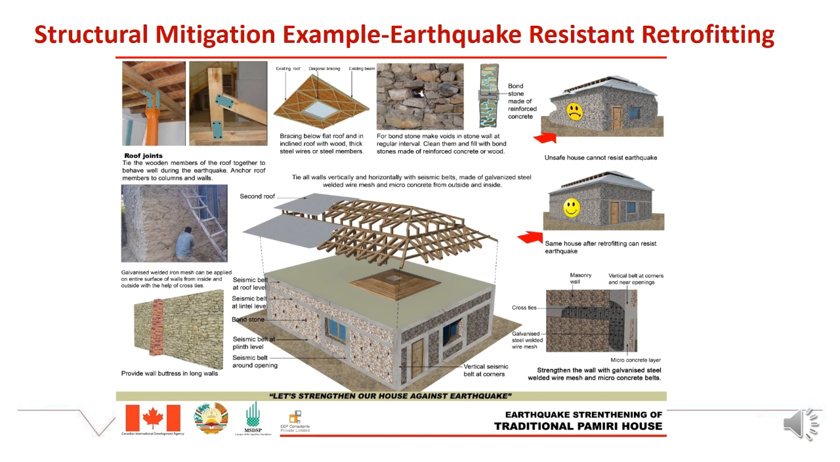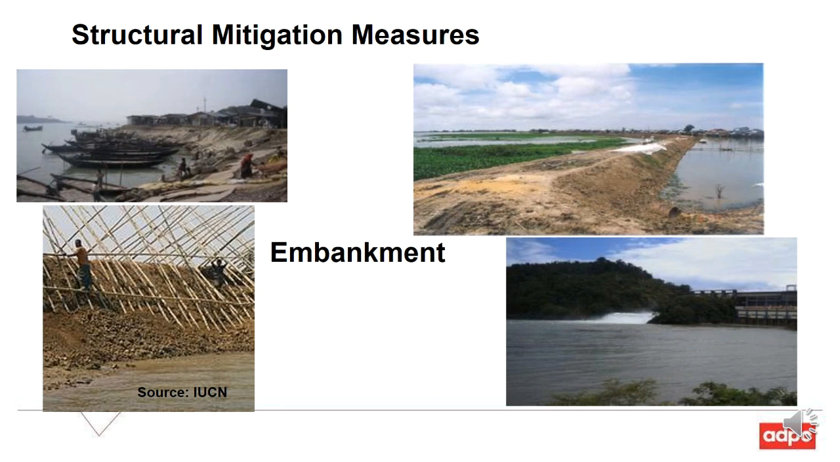One structural mitigation example that I was involved in earlier is a project that happened in Central Asia: earthquake strengthening of traditional Pamiri houses, conducted by the Aga Khan Development Network with Canadian funding. Also, there are structural mitigation measures through embankments and dikes and others.